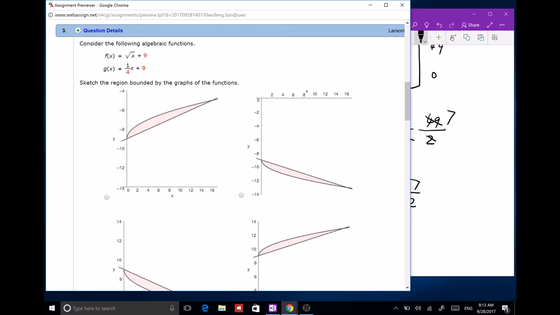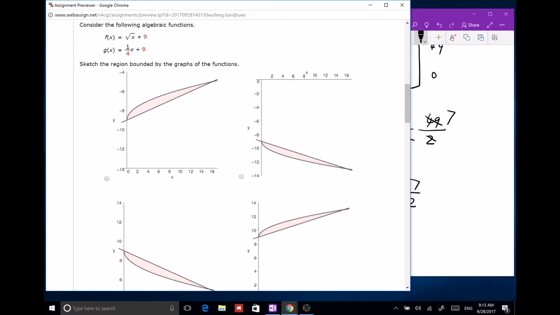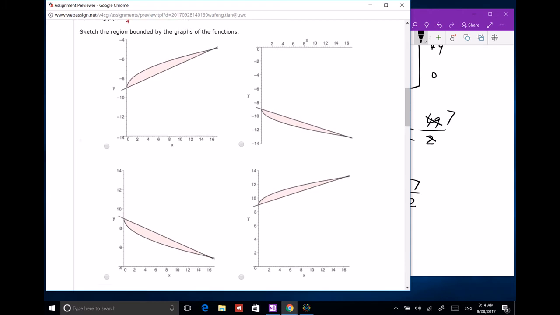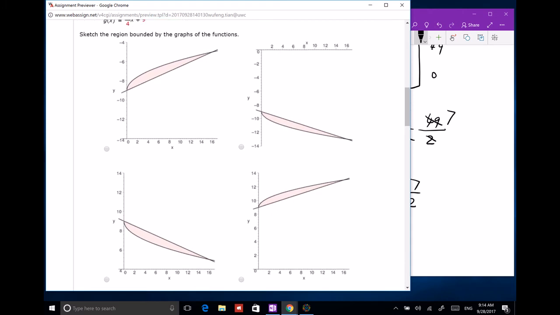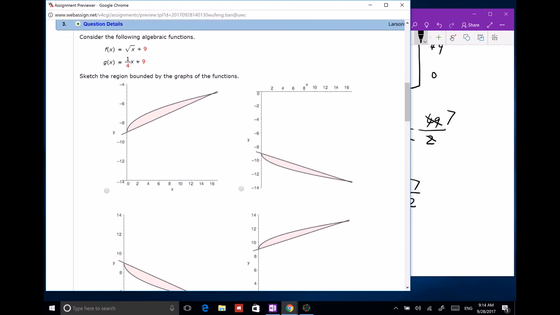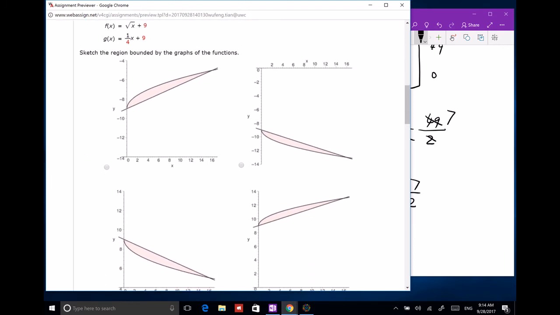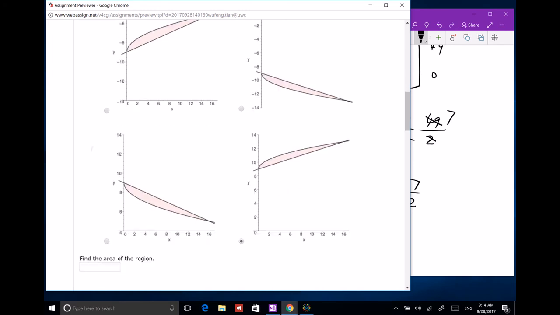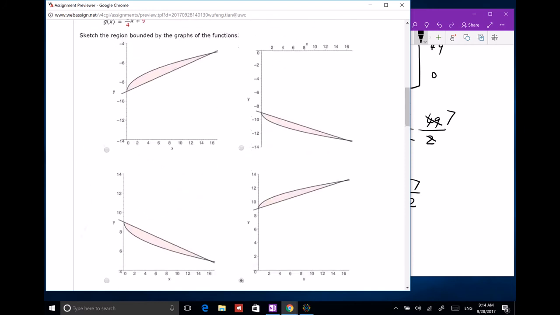Number 3. Sketch the region bounded by the graphs of these functions. You can see this one, f of x is square root of x plus 9, and 1/4 of x plus 9. Obviously it's going to be d, because they intersect at 9. This is negative for sure, no. Positive, but it's square root of x plus 9, so it's this way. Square root of x, so it's d.